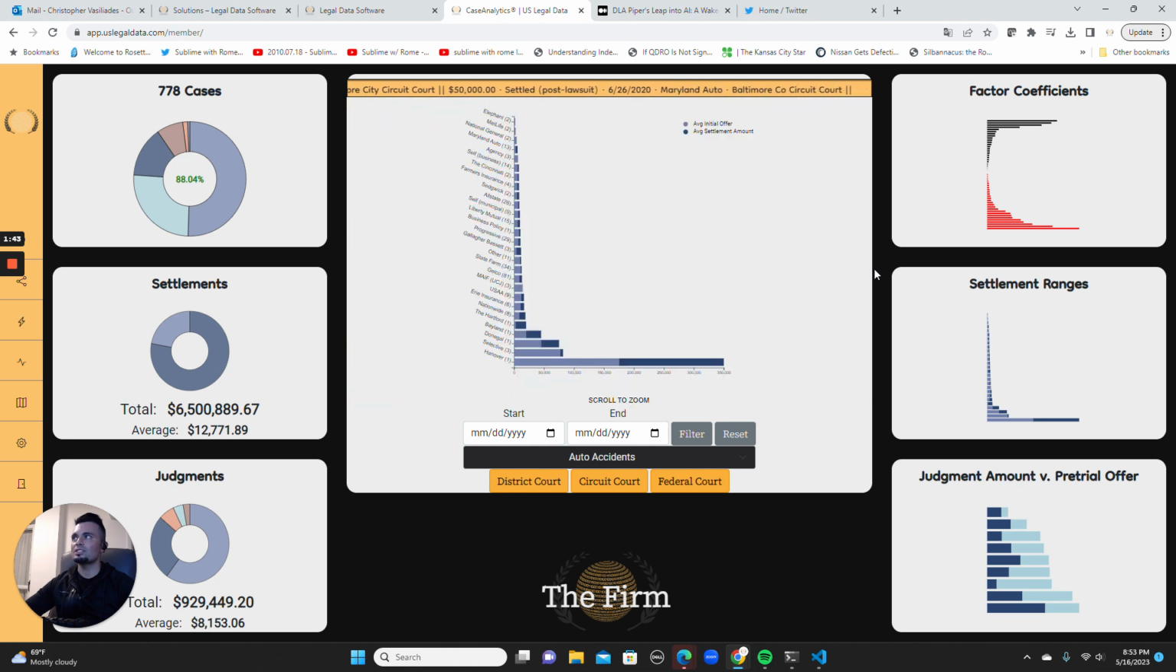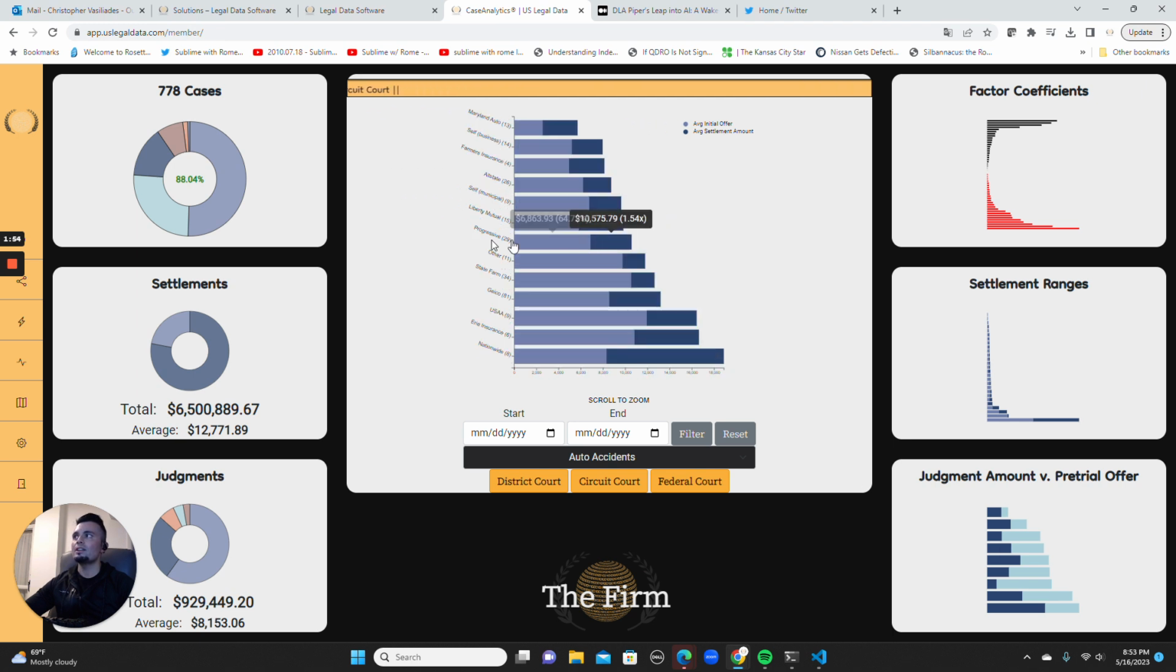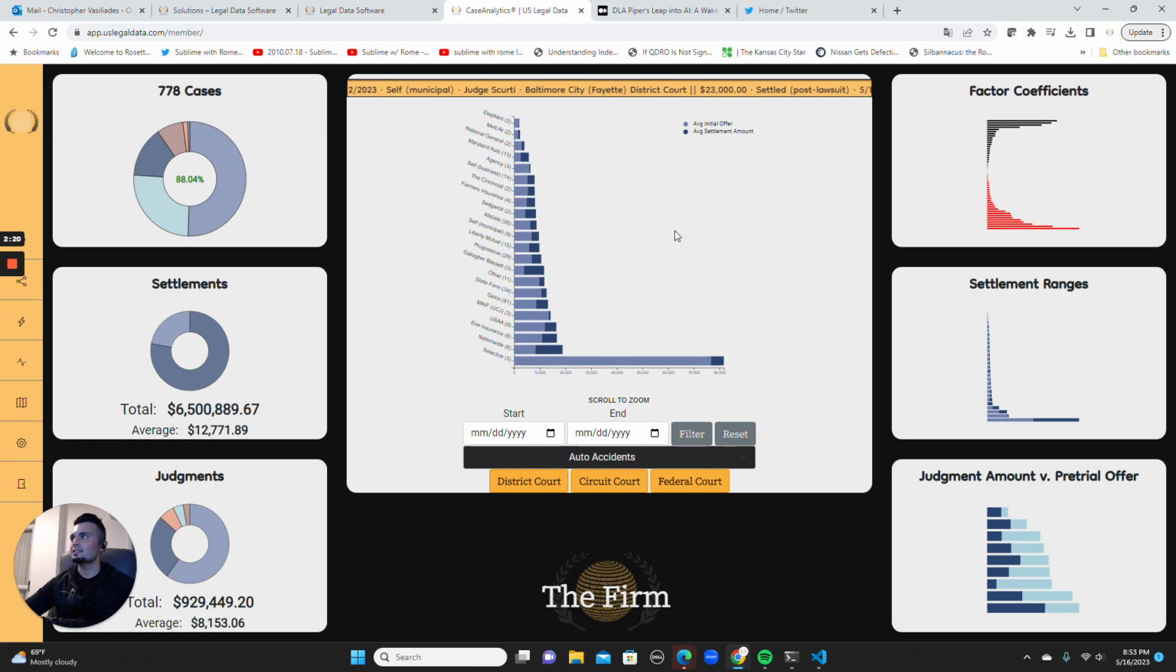Here you have your settlement ranges organized by insurance company. This is the average initial offer compared to the average settlement amount with that particular insurance company. So here you can scroll in if you want to zoom, and you can see Progressive, for example. The cases that this firm has with Progressive, they settle for about 1.54 times what Progressive's initial offer was. That will allow you to get an idea of the ranges. So when an insurance company makes an offer, you can get an idea of what they're willing to go up to if you're tracking the ranges. So that's the purpose of this graph here.